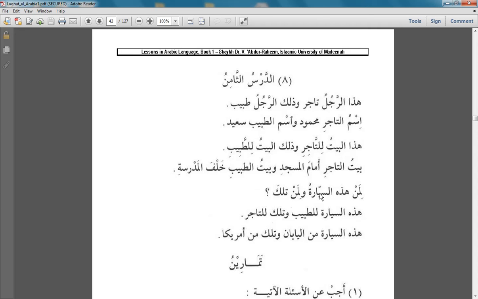لمن هذه السيارة ولمن تلك. Whose is this car and whose is that one? هذه السيارة للطبيب وتلك للتاجر. This car belongs to the doctor and that one to the trader. هذه السيارة من اليابان وتلك من أمريكا. This car is from Japan and that one is from America.